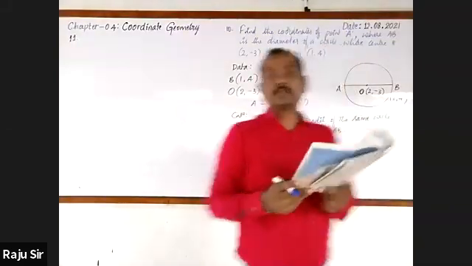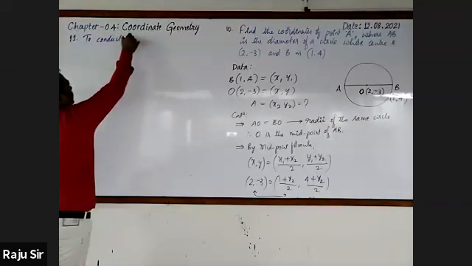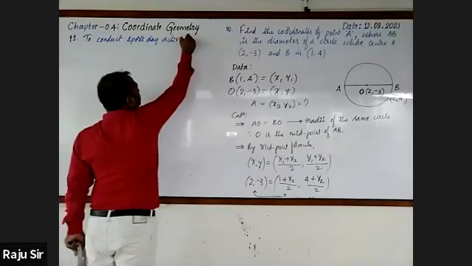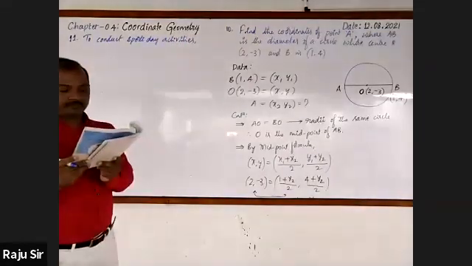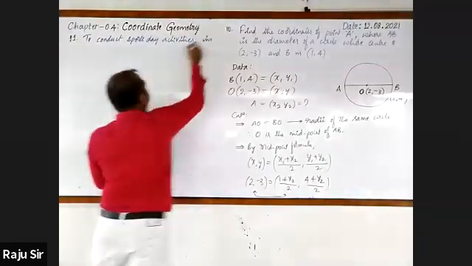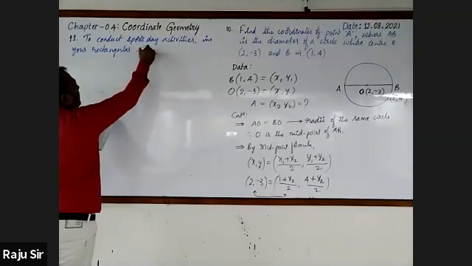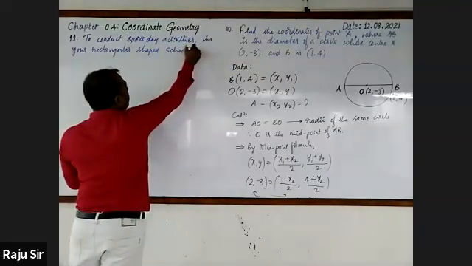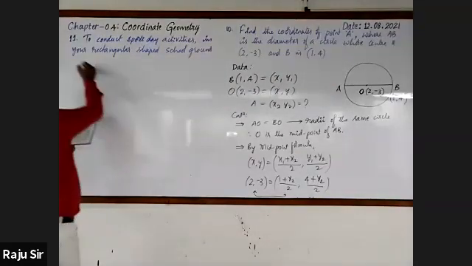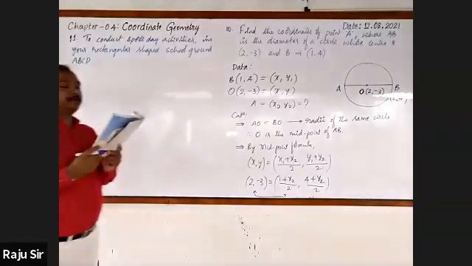To conduct sports day activities in your rectangular shaped school ground, named as ABCD, put a comma. Lines have been drawn with chalk powder. Please go on writing with me, don't be lagging.